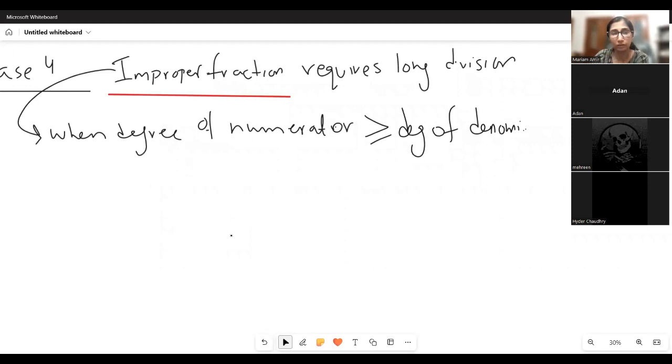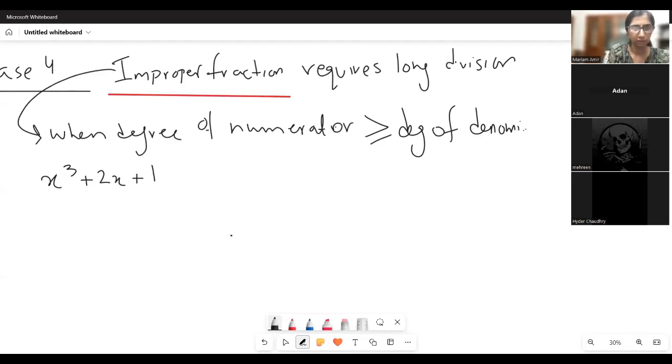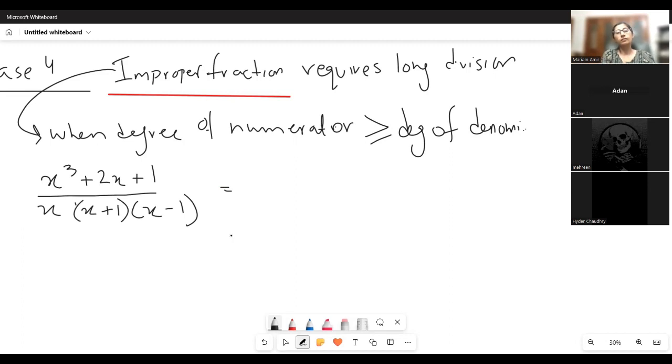Okay, let's take a look at the example. So we have x cubed plus 2x plus 1 upon x plus 1 and x minus 1. Okay. So we have linear non-repeated factors in the denominators. That's the case for A, B, and C.